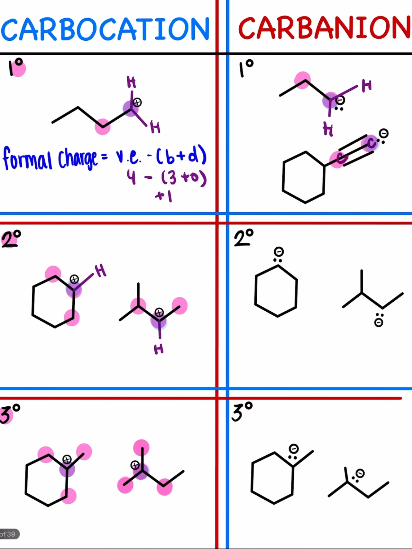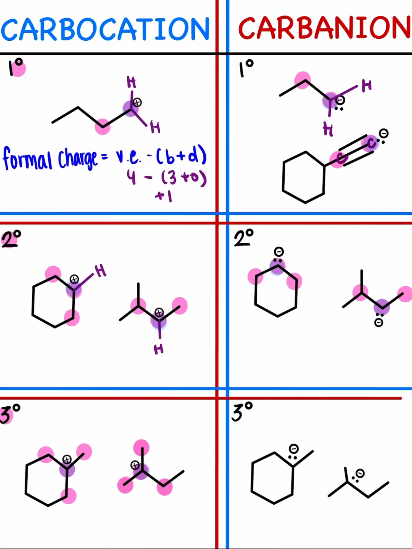Okay, the last 2, let's go over them. So let's talk about the secondary carbanion and the tertiary carbanion. So the secondary, again, it's secondary because this carbon is bonded to 2 different carbons. And again, I'll put this carbon I'm talking about in purple. So in this case, you only have 1 hydrogen.